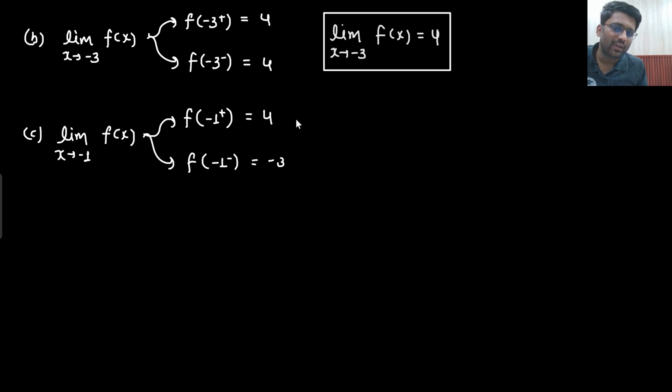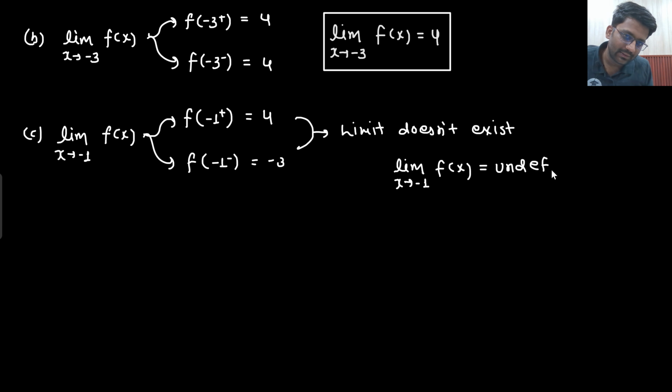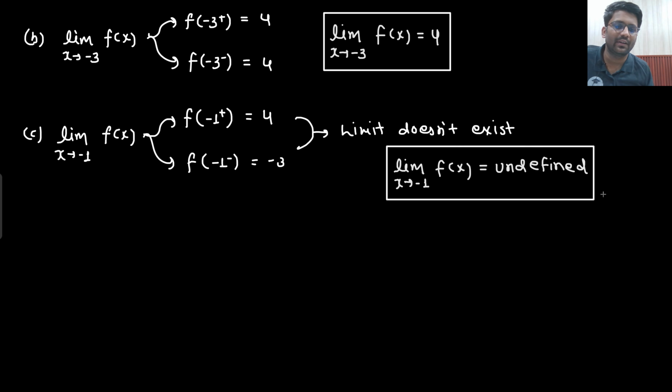What does that mean? Both are not equal. Limit does not exist. Or you can write down limit x tending to minus 1 f of x is not defined or undefined. This is undefined, because just before minus 1 the value is different, and just after minus 1 the value is different. That means the limit does not exist.